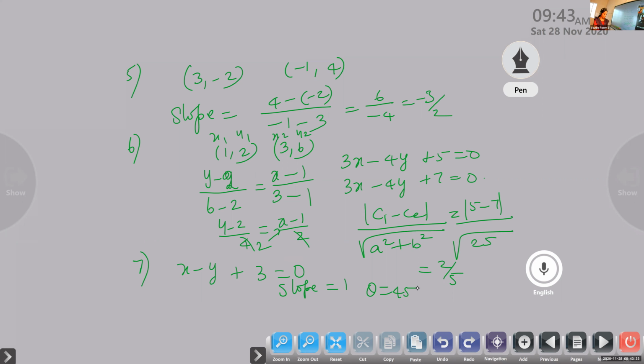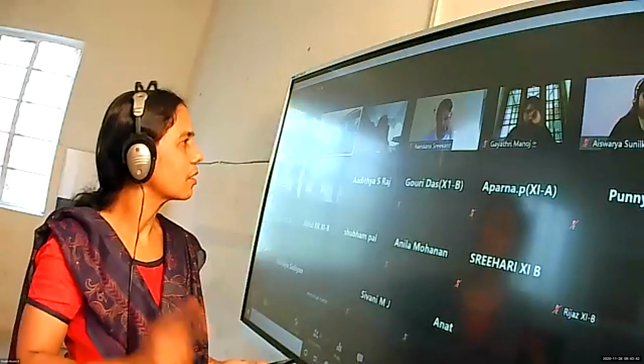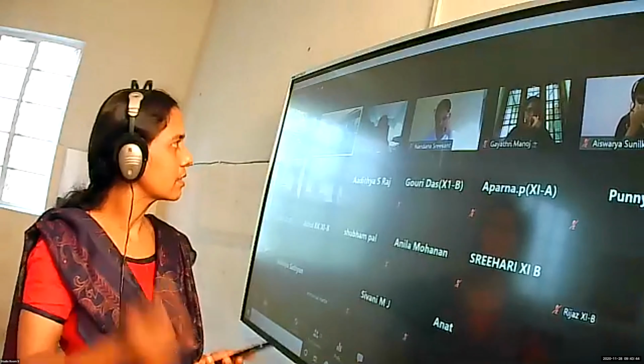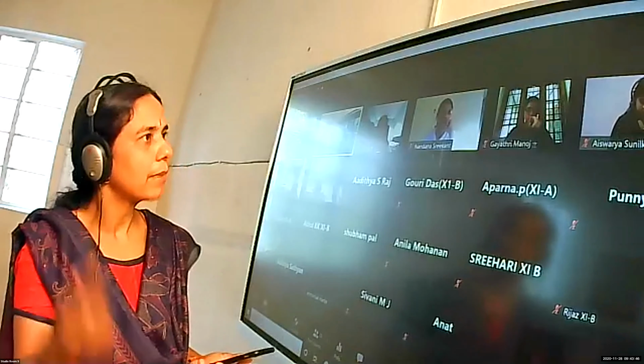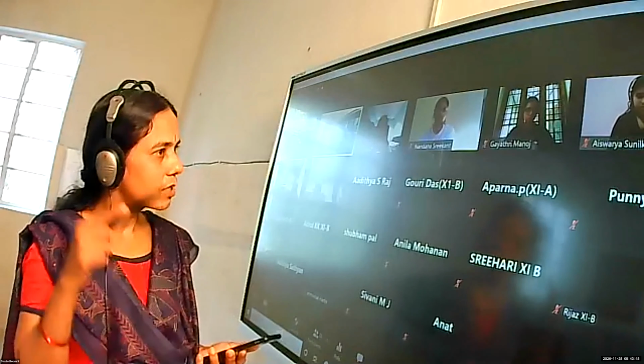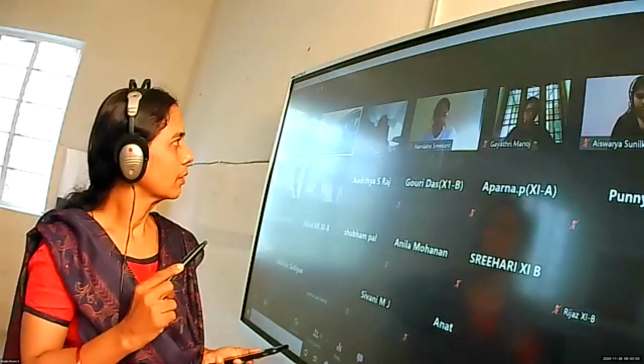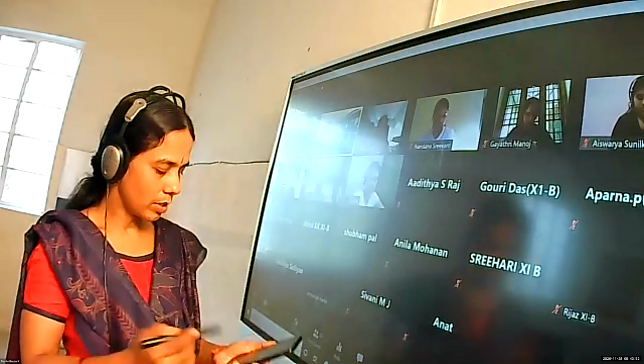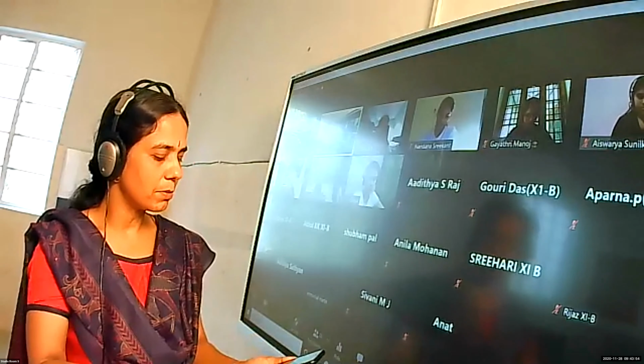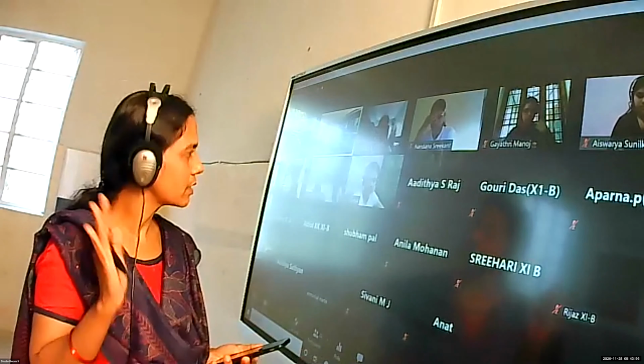The ninth one: the slope of the line is 3 by 4. Find the slope of the perpendicular line. What is the answer? Minus 4 by 3. For this one also you can write the answer directly. Instead of that, you are writing the steps. That is the thing, children, you are not getting time for maths. Answer the question directly. It is a 1 mark question. So here the slope is given. What is the slope of the perpendicular line? Minus 4 by 3 is enough.